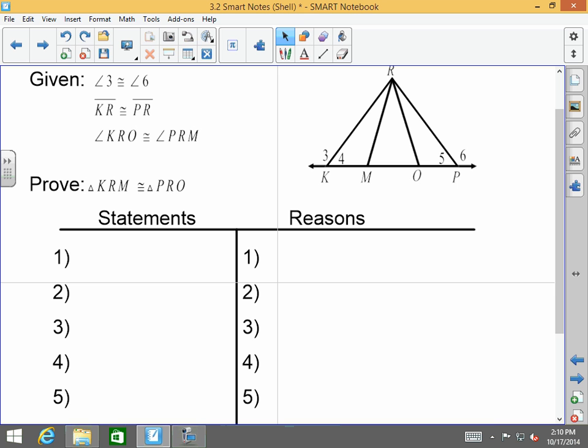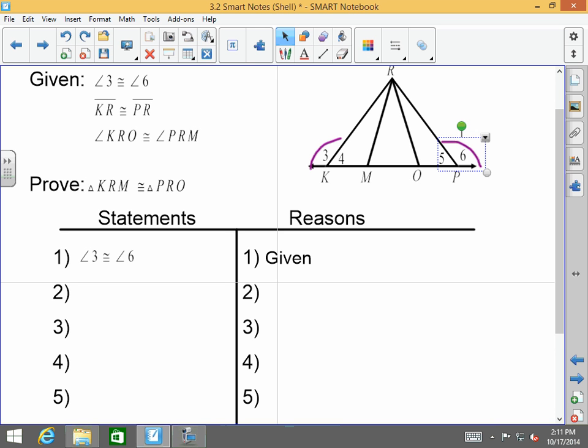Okay. Let's do it. Angle 3 is congruent to angle 6. So you know me. I love to label things. So angle 3 is congruent to angle 6. So that's my first statement. That's my first given. My reason is, of course, given.